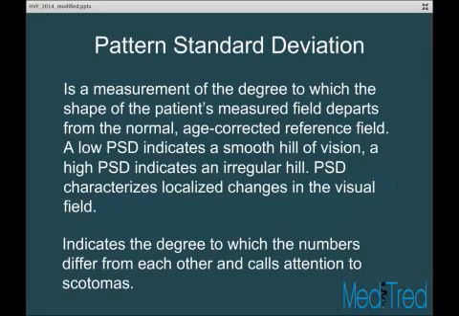The pattern standard deviation is a measurement of the degree to which the shape of the patient's measured field departs from the normal age-corrected reference field. A low pattern standard deviation indicates a smooth hill of vision, and a high pattern standard deviation indicates an irregular hill. Pattern standard deviation can help to characterize localized changes in the visual field.